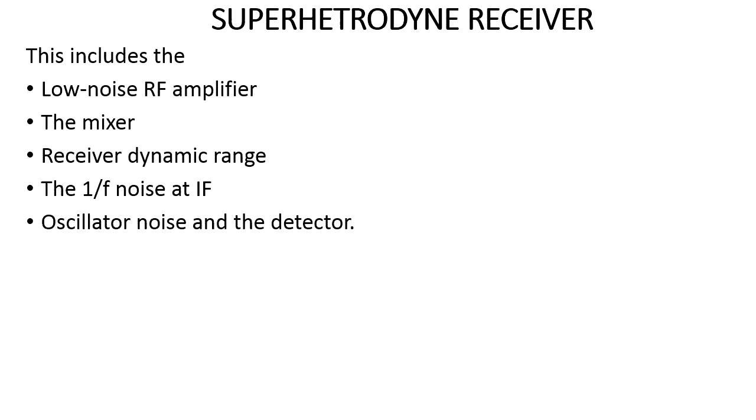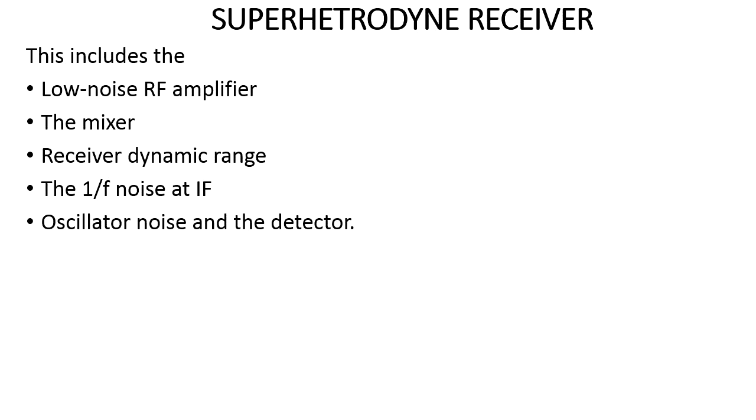Now we will see the superheterodyne receiver. Already we discussed the previous part, that is the noise figure. Now the next part we are going to discuss in the radar receiver is the superheterodyne receiver. The superheterodyne receiver contains the following categories. One is the low noise RF amplifier, in order to get a good noise figure when receiving the echo signal. The mixer is used to produce the intermediate frequency output.